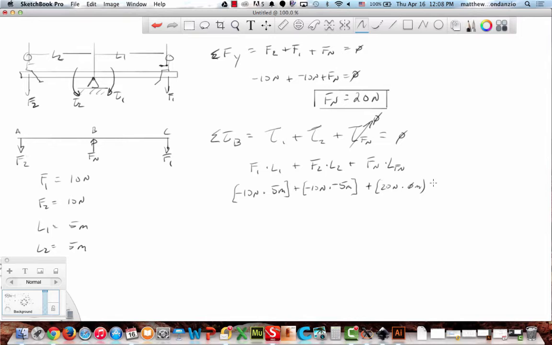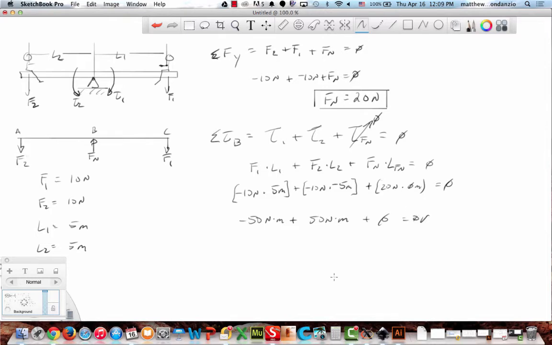Okay, so now let's prove this out. We assume that the sum is supposed to equal 0. Let's make sure it equals 0. What's negative 10 times 5? Negative 50, and the unit of torque is Newton meters. What's negative 10 times negative 5? Positive 50 Newton meters. What's 20 times 0? 0. Does negative 50 plus 50 equal 0? Yes. Check. We're good?